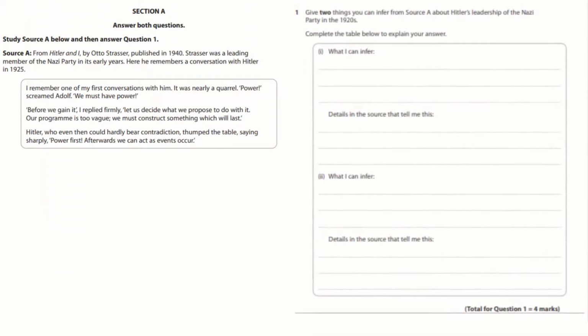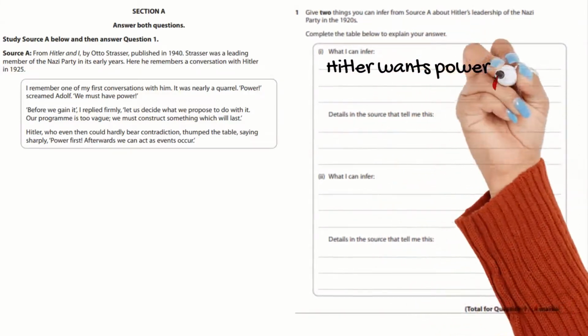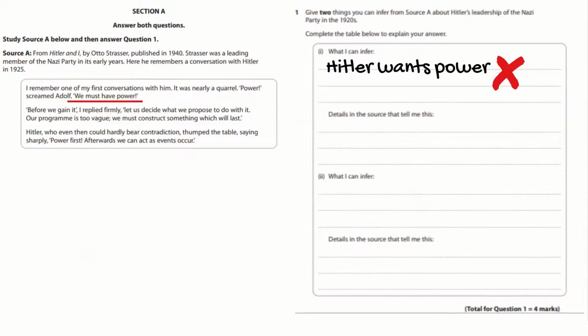Let's have a look at an example of this question so I can show you what I mean. This is a text source, which I think is trickier than a picture source because the temptation is to reword what is written in the source. I've seen many students write "Hitler wants power" as an answer, but this is not an inference. This is clearly stated in the text, so we need to look more closely at the source to get our inferences.